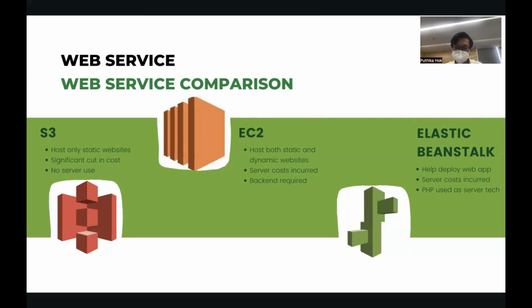Elastic Beanstalk helps deploy web apps, and the server costs are definitely incurred because even if it's a web app, there has to be a front end or back end, so server costs are always incurred. And just like EC2, PHP is used as a server tag, but different from S3. So by comparing these three services, we can see that both S3 and EC2 can host a static website. So why do we still need to host our website on S3?